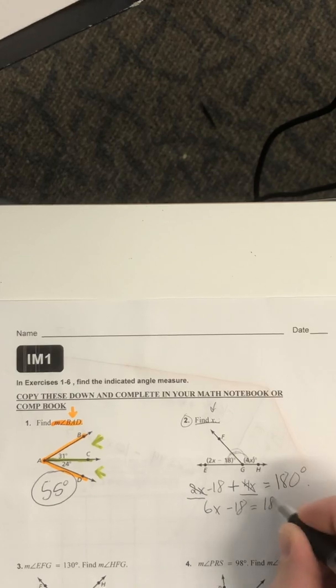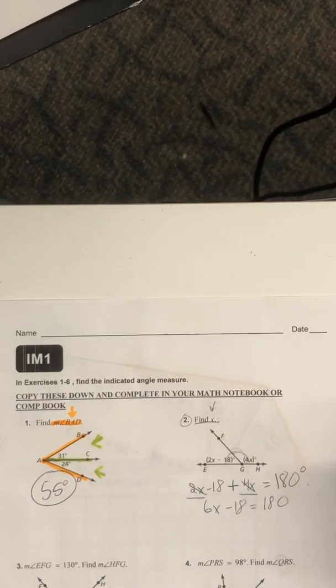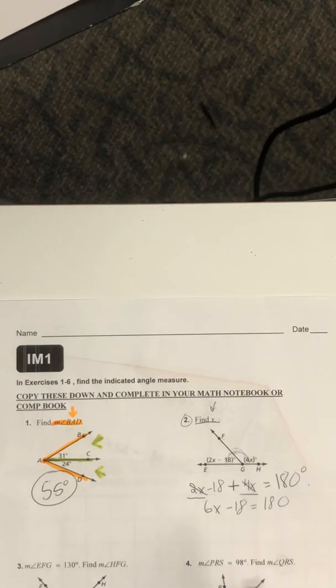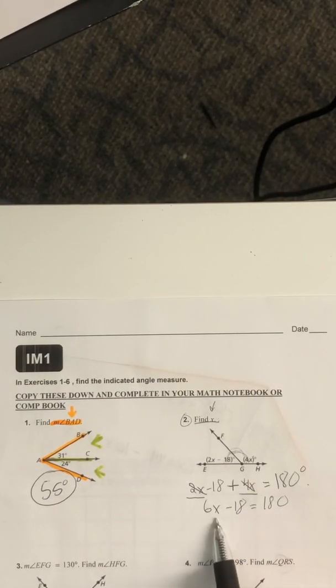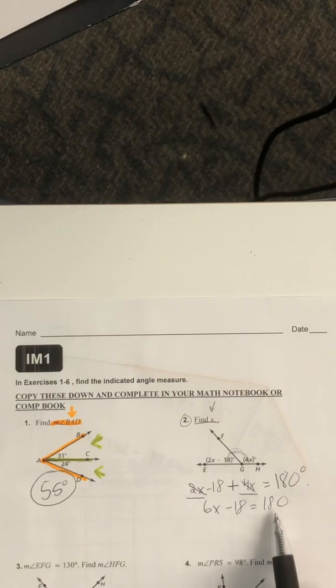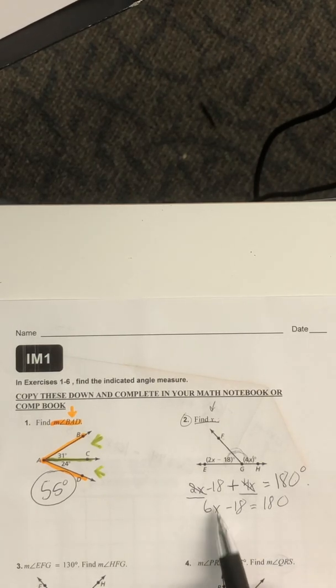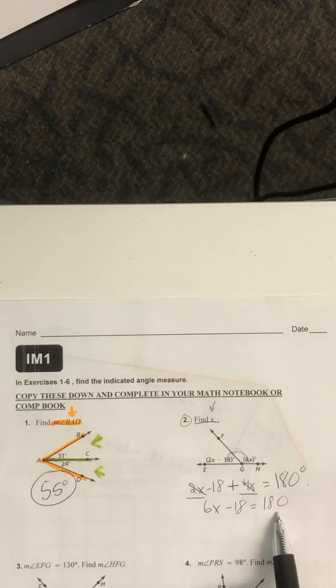Equals 180. All right, so far so good. We got a couple more steps to do. When we're solving an equation for a variable, we need to get all the variables on one side and all the numbers on the other. So I'm looking at this 6x. I don't want it to move. That's good there on the left side. I got my numbers on the right side.